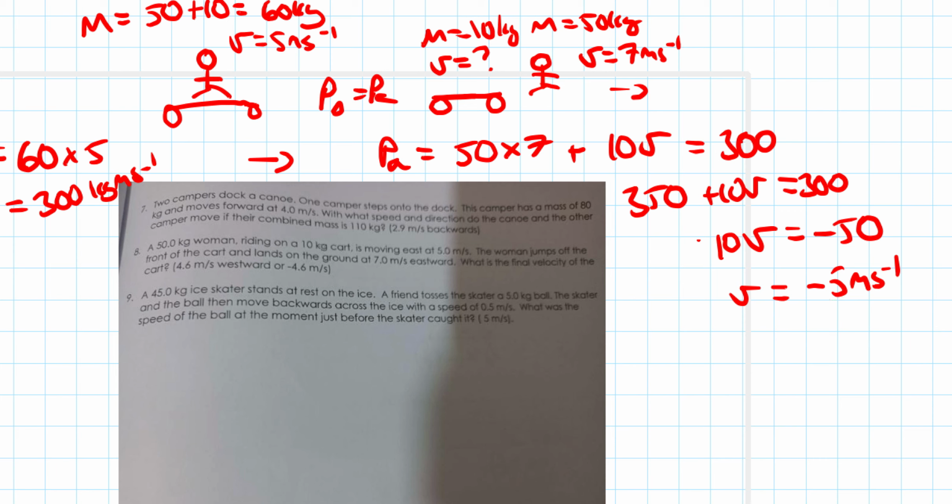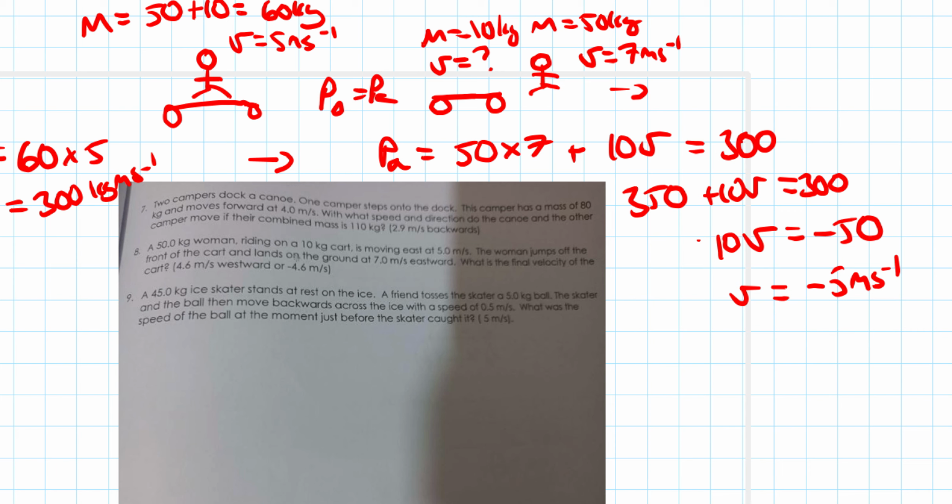Just checking the answer. So with the 10 kilogram cart, it should be 60 times 5 for the first one. The woman jumps off, so it's 7 times 50, which is 350. What's the final velocity of the cart? So minus 5 meters per second is what I get for the cart. And I think that is the correct answer. I actually don't know how they got the 4.6.